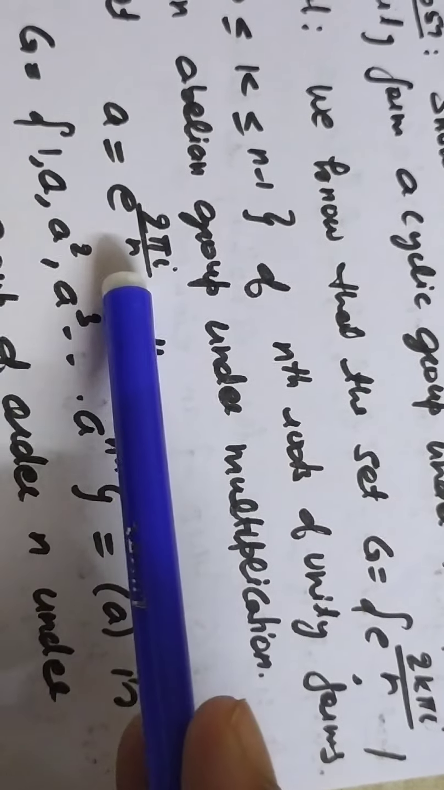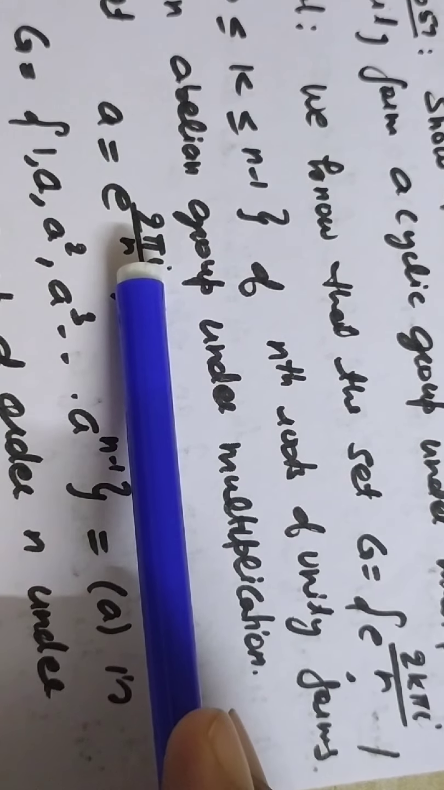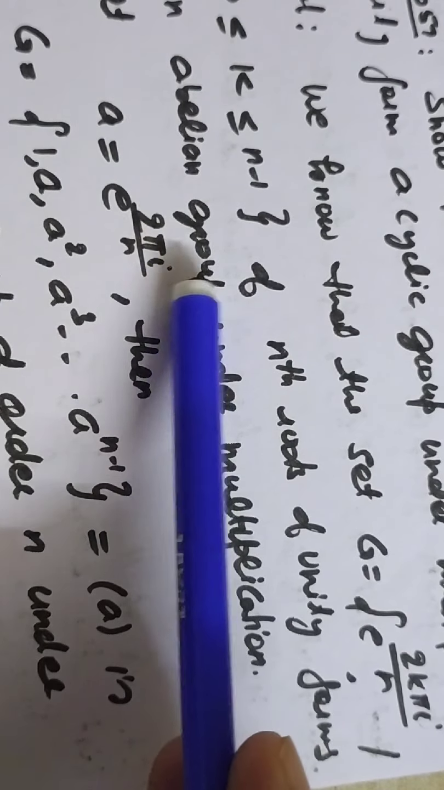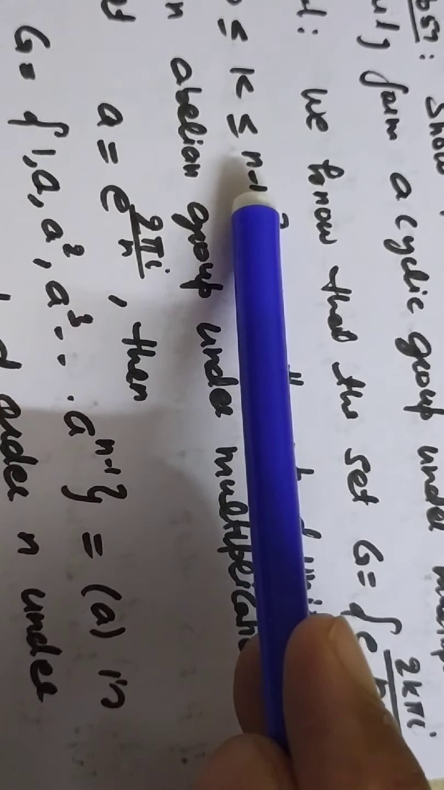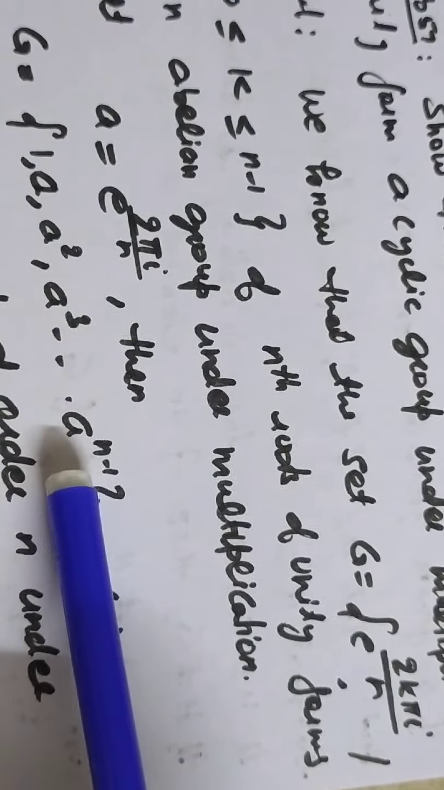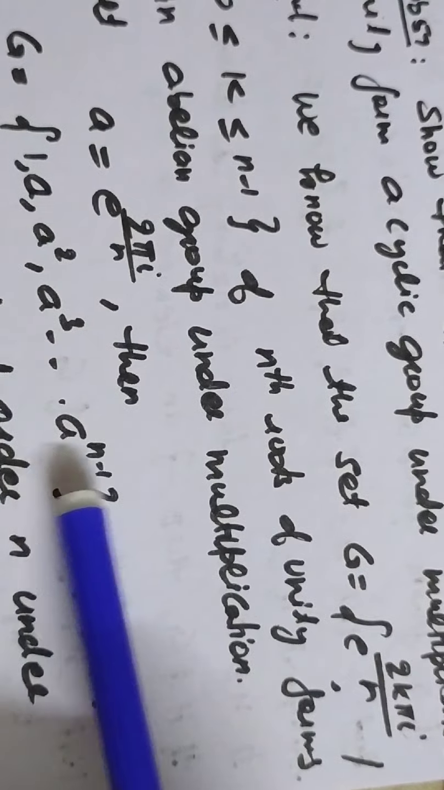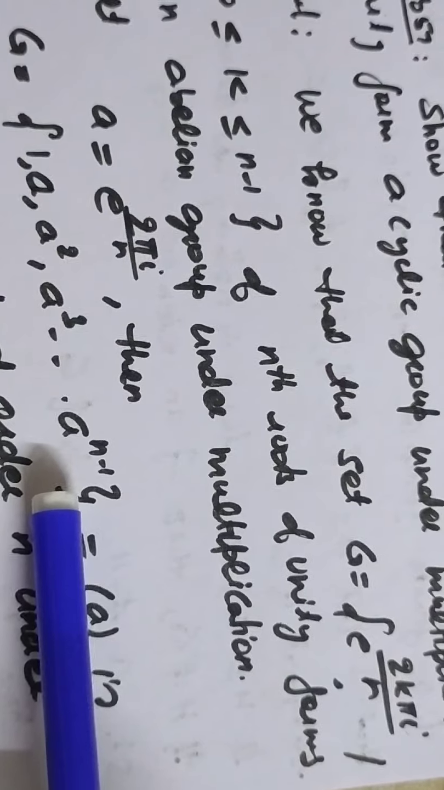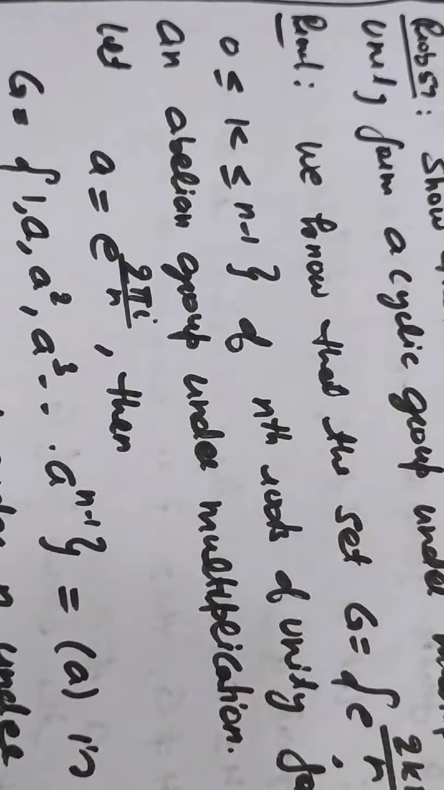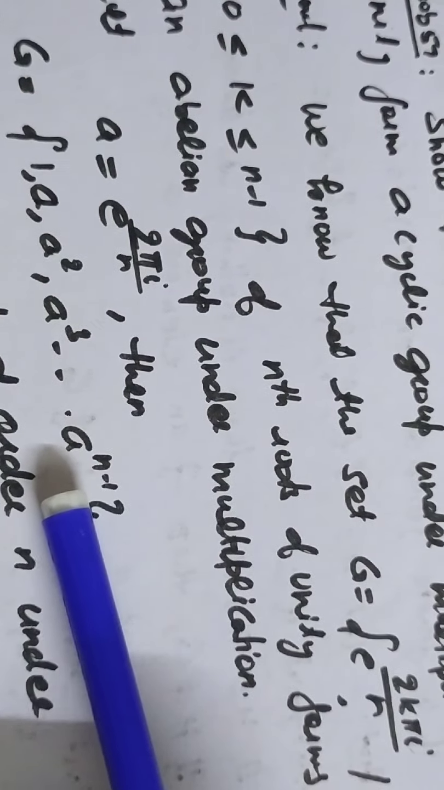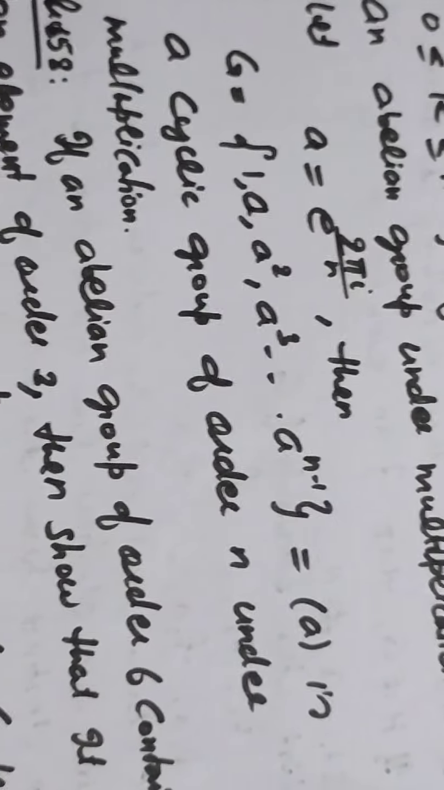Then when you take k as 0, you will get 1. Again this squared, you will get one more element, a cubed, and so on, up to a raised to n minus 1. So this is the nth element here. Similarly, when you put the value of k as n, you will get the repetitive elements of this set, that is 1, a squared, once more. Therefore this group G is generated by a single element a, that is e raised to 2 pi iota over n. Hence this is a cyclic group of order n under multiplication.